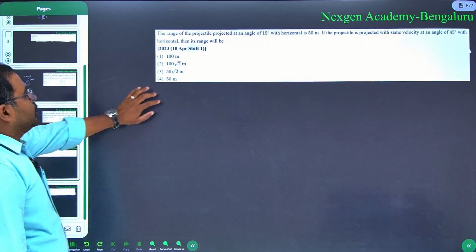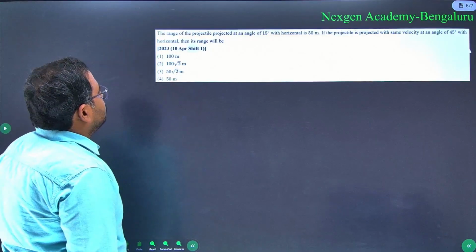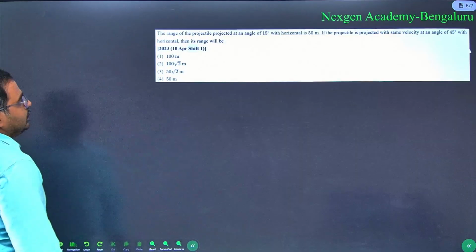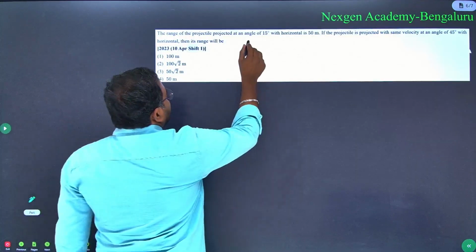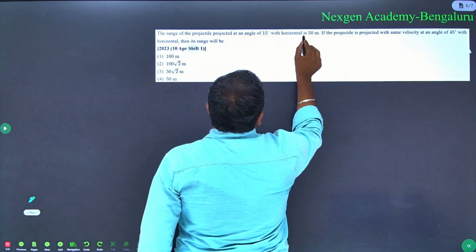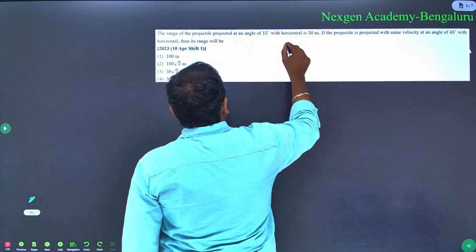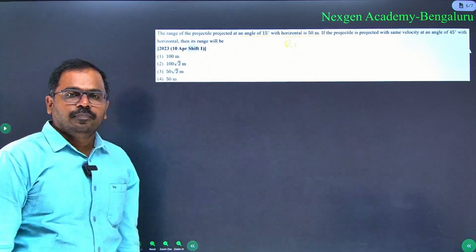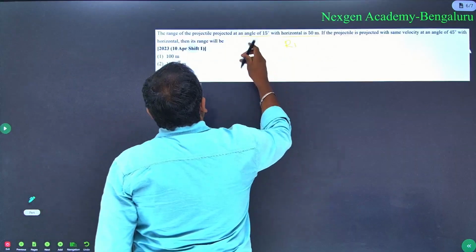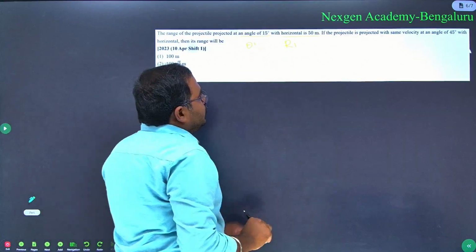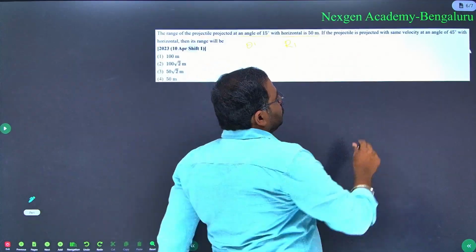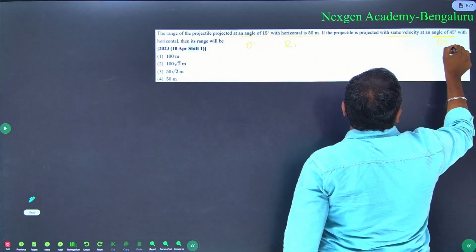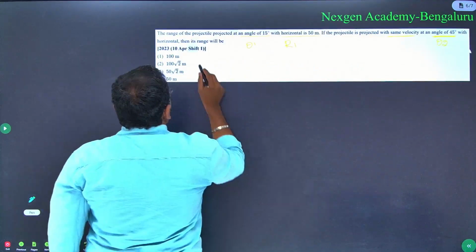Here we have another question. The range of a projectile projected at an angle of 15 degrees with the horizontal is 50 meters. Let me take it as R1, R1 is equal to 50, at angle theta 1. And if the projectile is projected with the same velocity at an angle of 45 degrees, theta 2 is 45 with the horizontal, then its range will be R2.